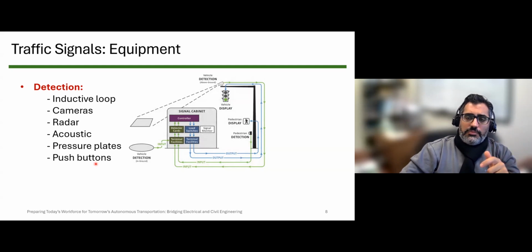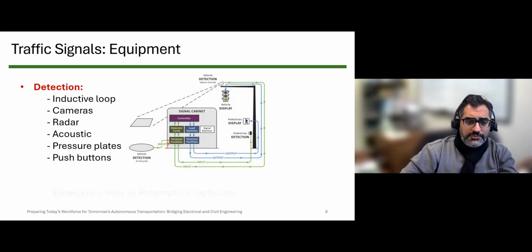Pressure plates and push buttons are mostly used for pedestrians, to detect the pedestrians and then give the right of way and give enough time to pedestrians. With push buttons, usually you push the button and it sends a call that there is a pedestrian here and we need to give them the crossing opportunity. Pressure plates are usually placed in the pavement, these tactile plates that as soon as you step on them, the pressure is applied and it sends a call to the traffic controller.